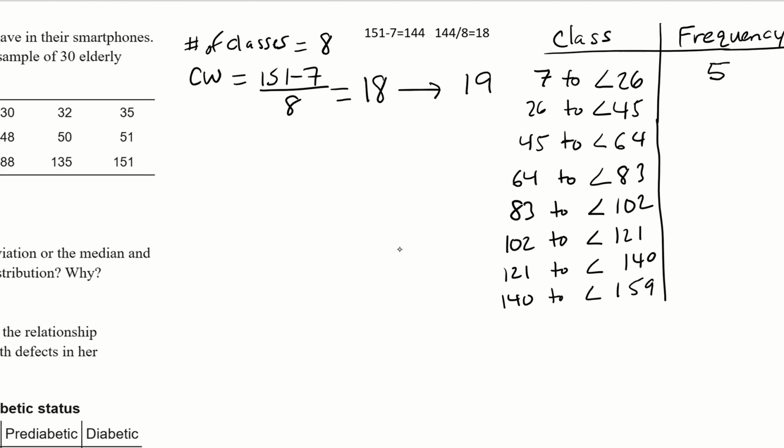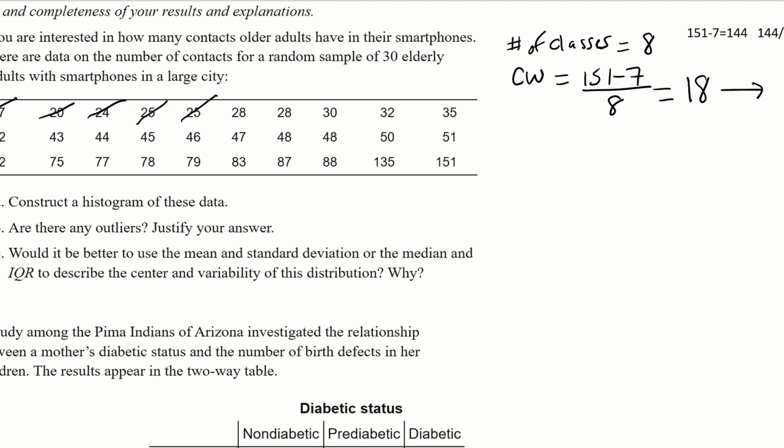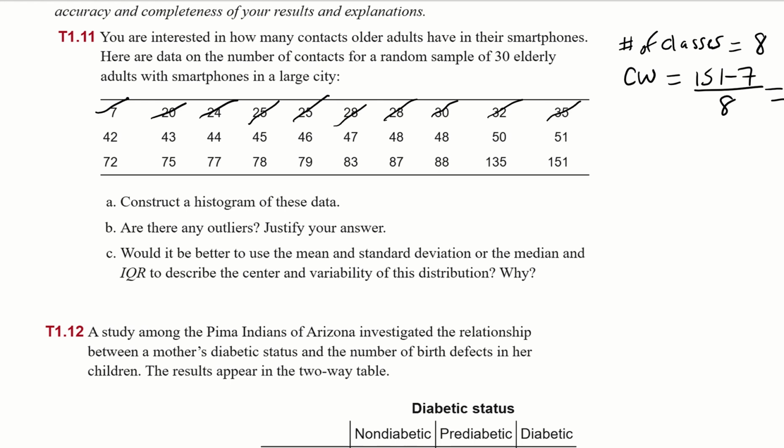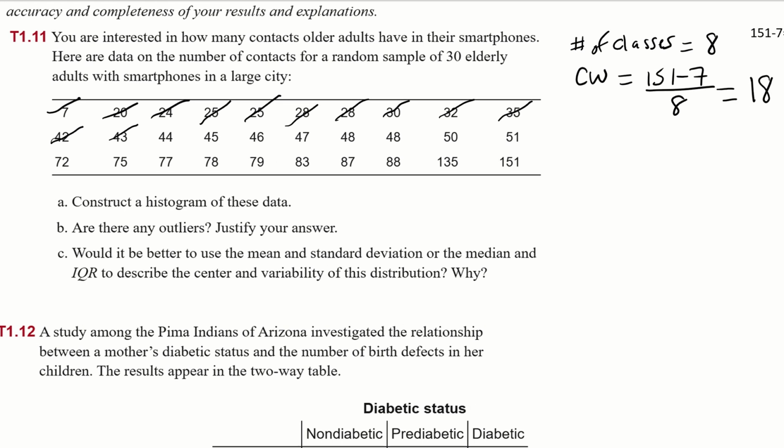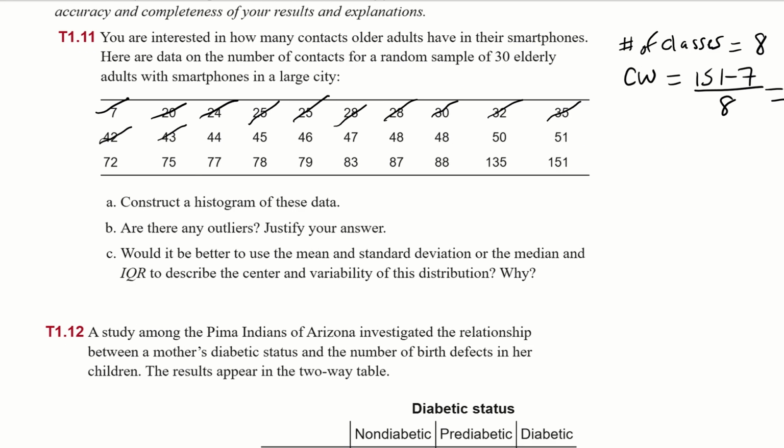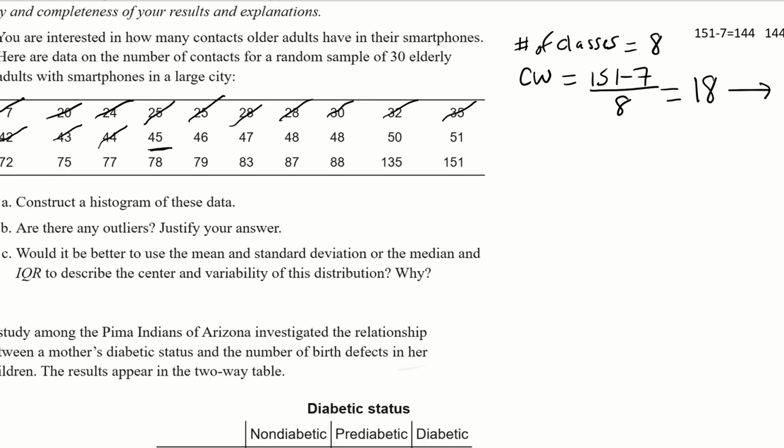Now 26 to 44, right? So 1, 2, 3, 4, 5, 6, 7. We do not include the 44. Or no, we include the 44. I'm sorry, I keep saying that. We don't include this 45. So don't include that. All right.